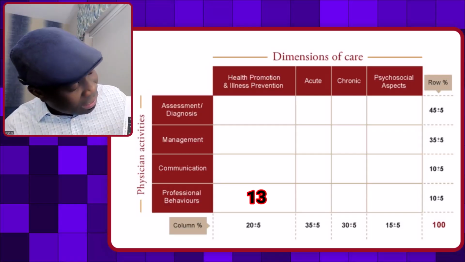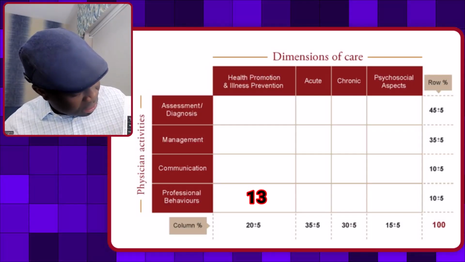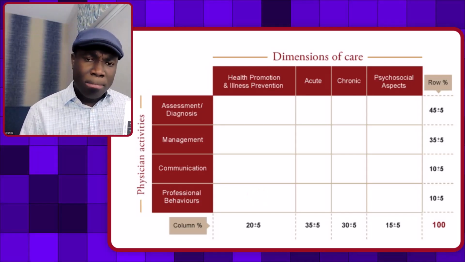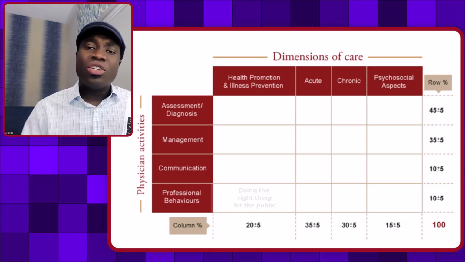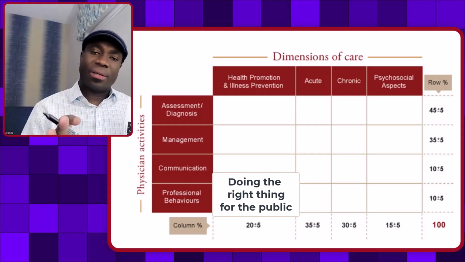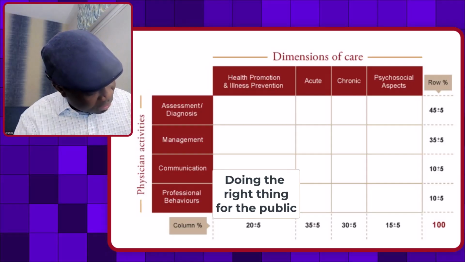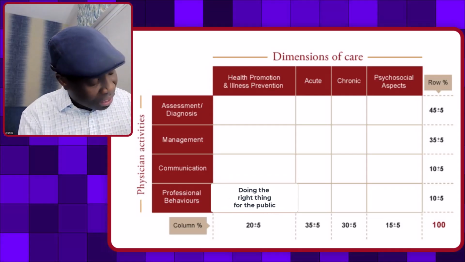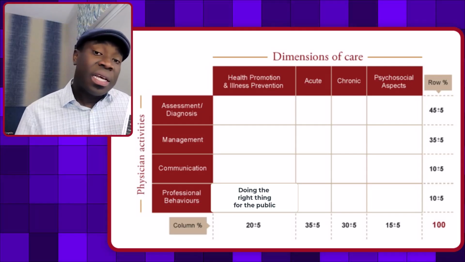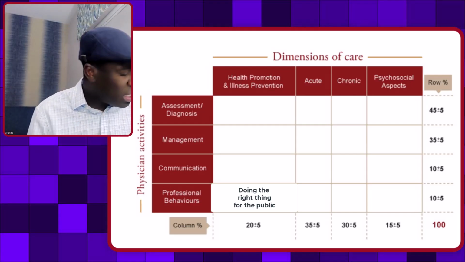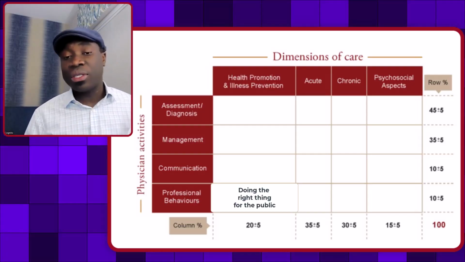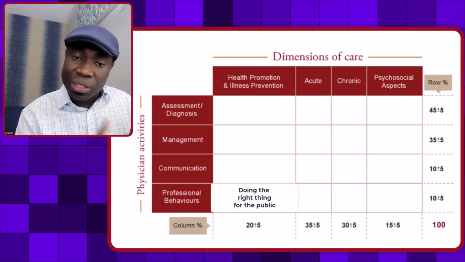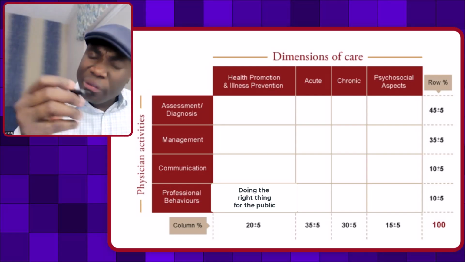So you realize that box 13 is a merge between health promotion and illness prevention, which goes with professional behaviors. I've called box 13 doing the right thing for the public, because it is professional behaviors and health promotion and illness prevention. So here you're dealing with issues of professionalism and health promotion. How many questions do you expect based on the percentage distribution? I'm expecting about 5 questions.